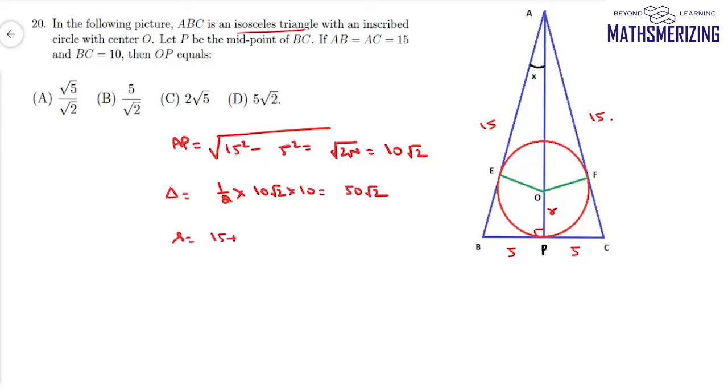Now what is semi-perimeter? S is 15 plus 15 plus 10 divided by 2, which is 20, and we know that R is simply delta upon S. Now R in this case is 50 root 2 and this is 20, so it will be 5 upon root 2, and that's your option number B.